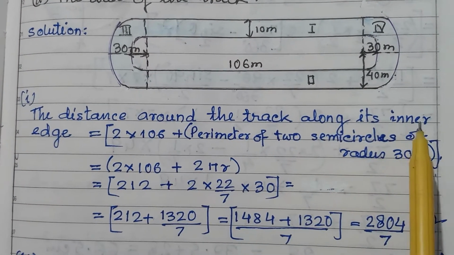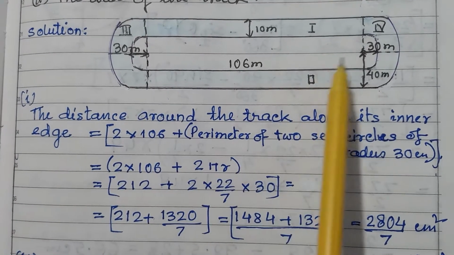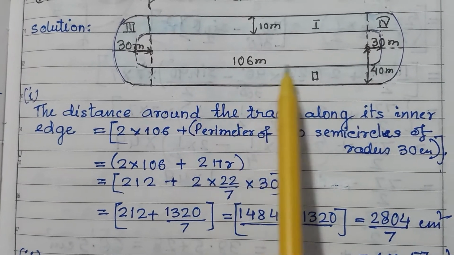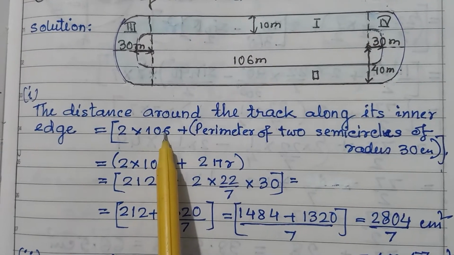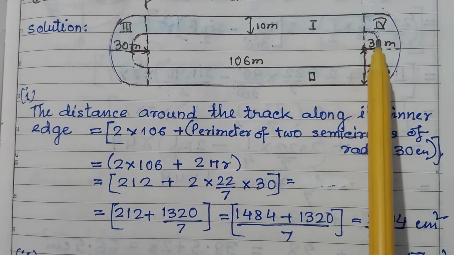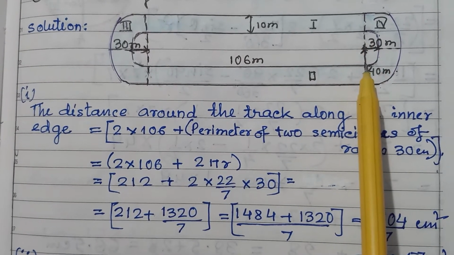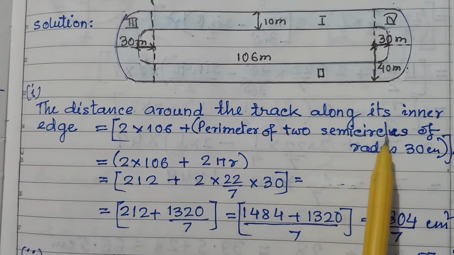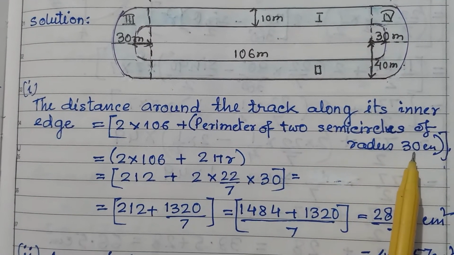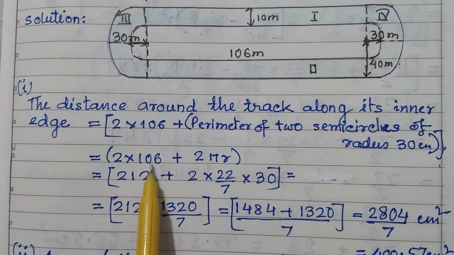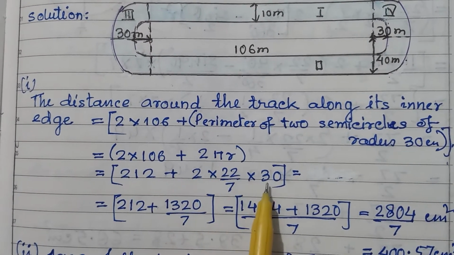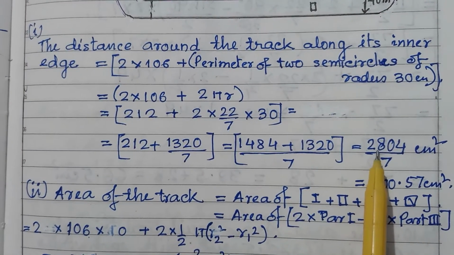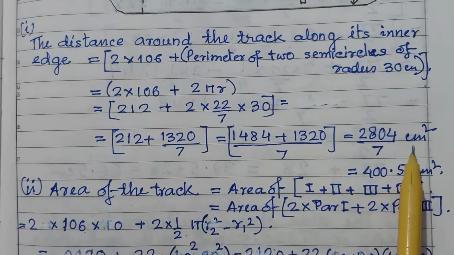The distance around the inner track, this much length. So 2 into 106 plus the perimeter of the semicircles, which is half of the circumference. The perimeter of the two semicircles of radius 30 is 2 pi r. So 2 into 106 plus 2 pi r, where r is 30. By calculation you can get it, it is 2804 upon 7.